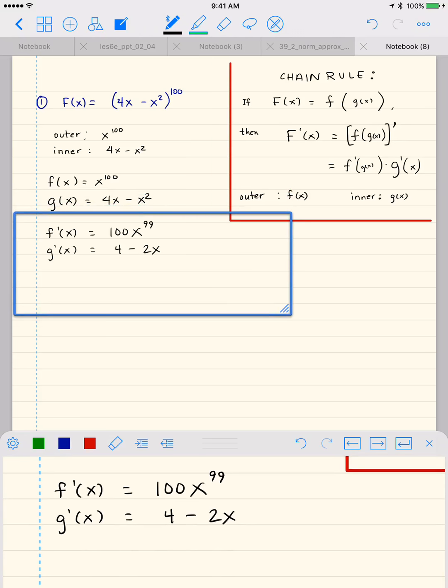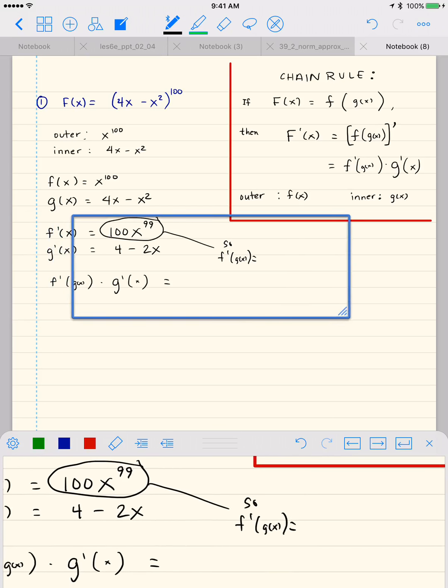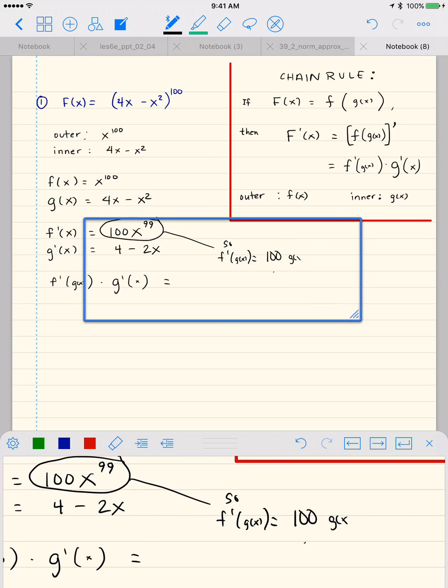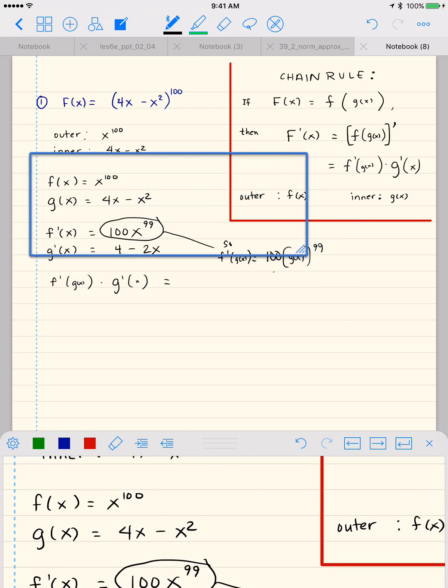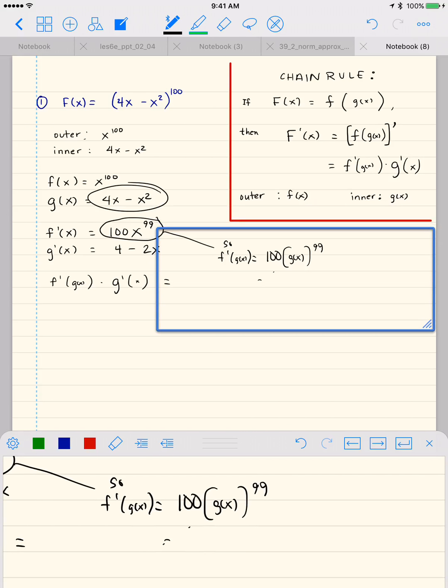Okay. And now I'm putting it all together. And I need f prime of g of x times g prime of x. Now, f prime of g of x, I look here, this is my f prime of x. So f prime of g of x is going to be 100 times g of x to the 99th power, right? But now what is g of x? I go back here. G of x is 4x minus x squared. So this is going to be 100 times 4x minus x squared to the 99th power.